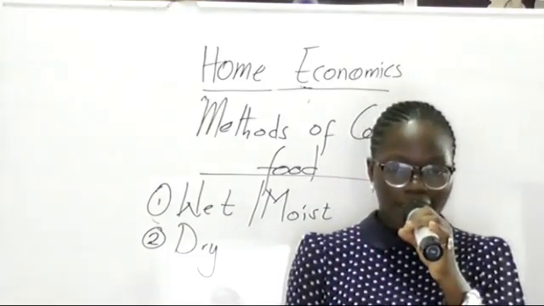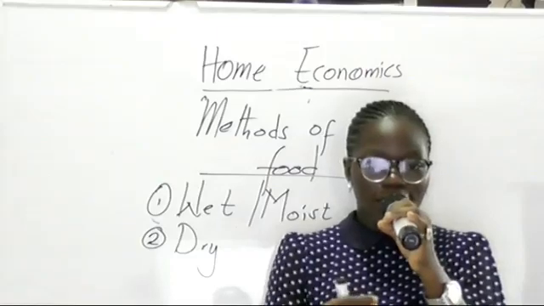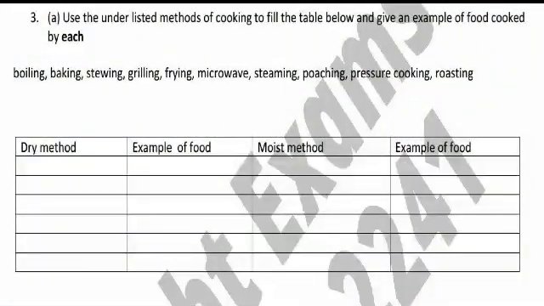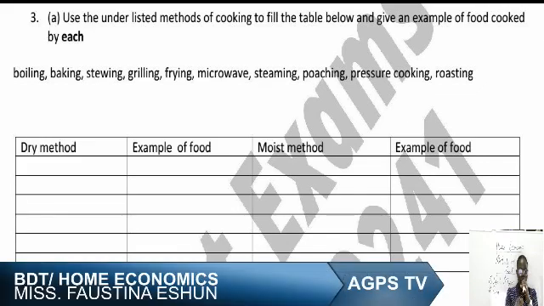So let's look at how the question was formed, and then we will know how to group them under each method of cooking food. A. Use the underlisted methods of cooking to fill the table below and give an example of food cooked by each. So meaning you are going to list, they have given us the methods of cooking food.